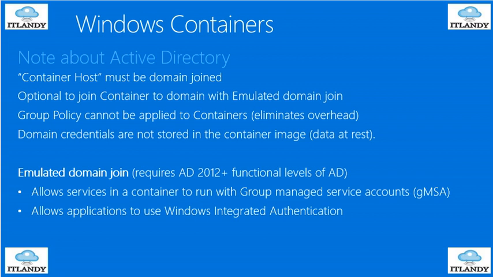Emulation for domain join requires at least a 2012 domain and forest functional level. That will allow the service of the container to run with a group managed service account. GMSA allows an application to use Windows integrated authentication. Since the identity is being provided to the container image as it's deployed, it can be safely stored within the repository and deployed to multiple environments, supporting development, staging, and production scenarios. Domain credentials are not stored in the container image.